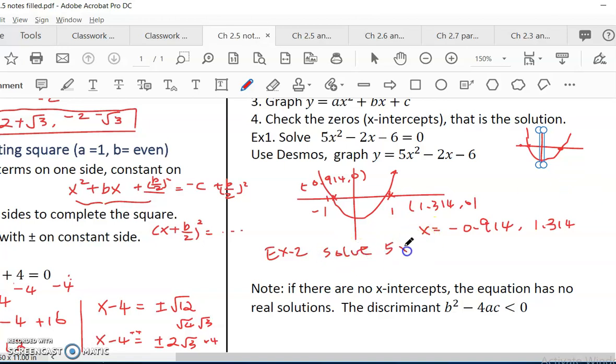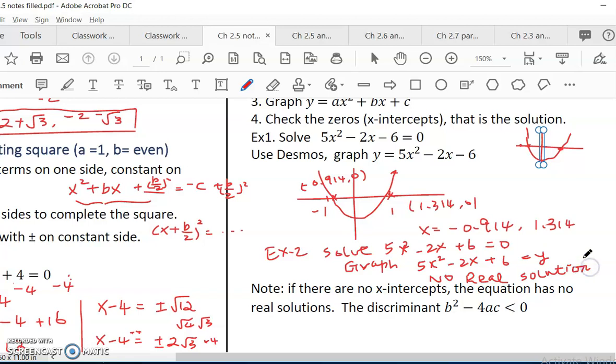If I want to solve 5x squared minus 2x plus 6 equal to 0, I graph 5x squared minus 2x plus 6 equal to y. There is no x-intercept, no real solution. So if you want to find the complex solution, you have to do it by hand.